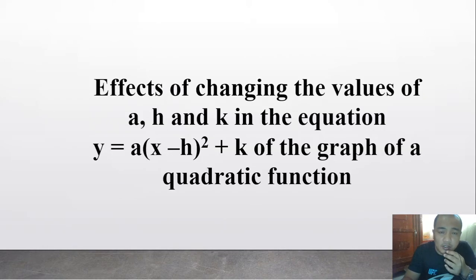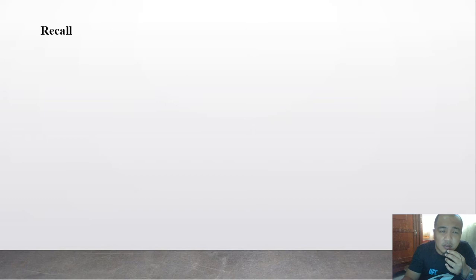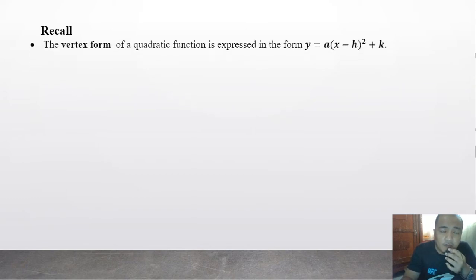Effects of changing the values of a, h, and k in the equation y equals a quantity x minus h squared plus k of the graph of the quadratic function. Recall, the vertex form of a quadratic function is expressed in the form y equals a quantity x minus h squared plus k, where h and k are the vertex of the quadratic function.